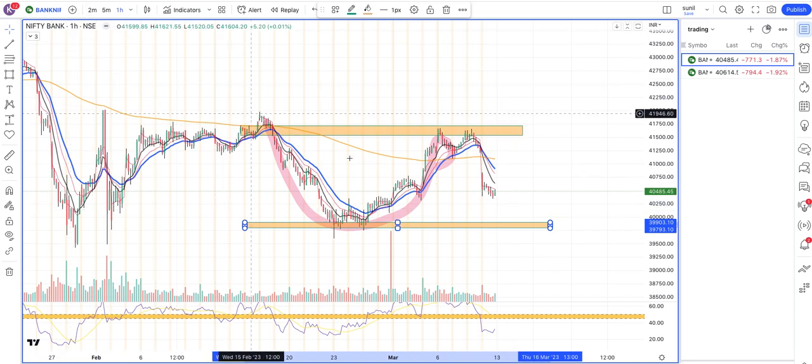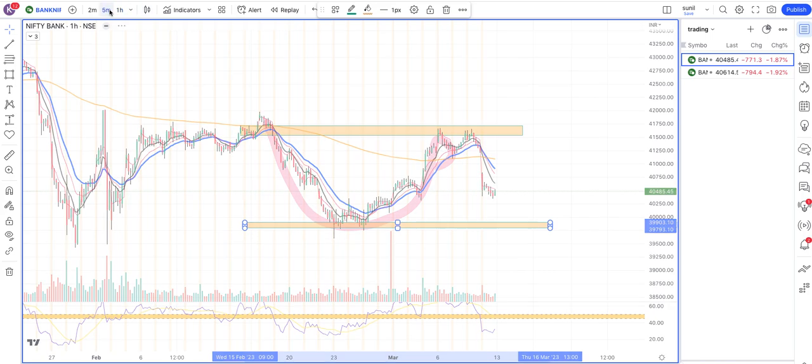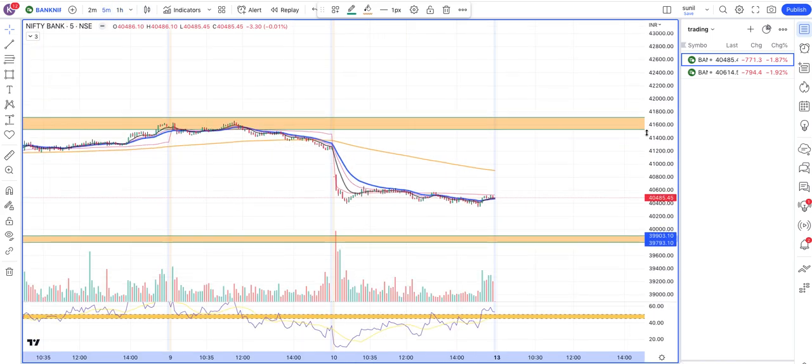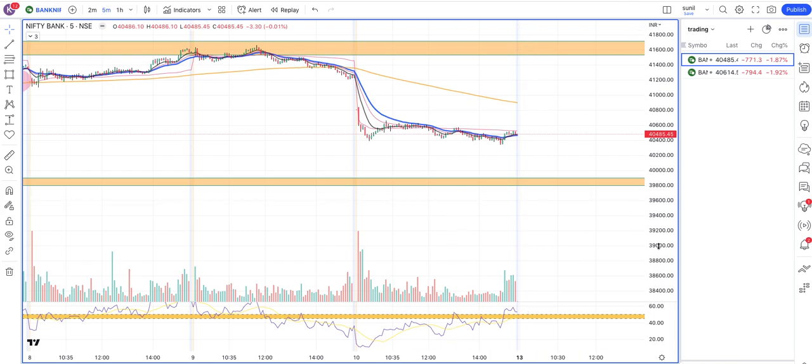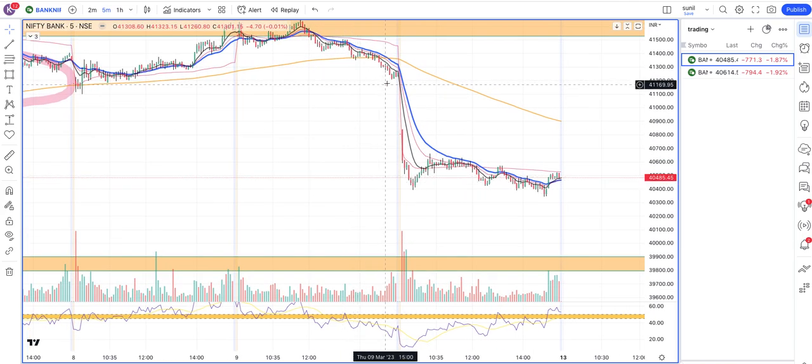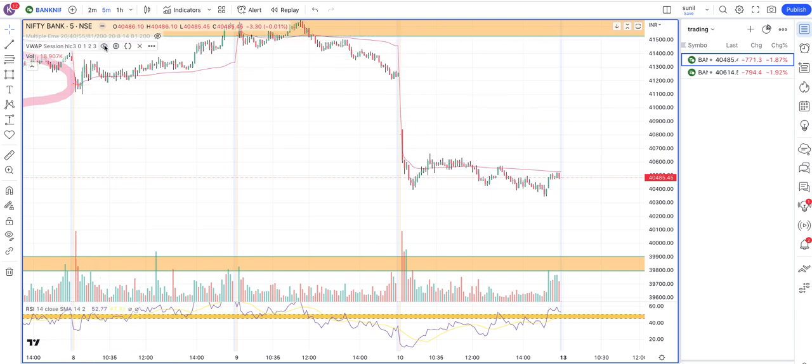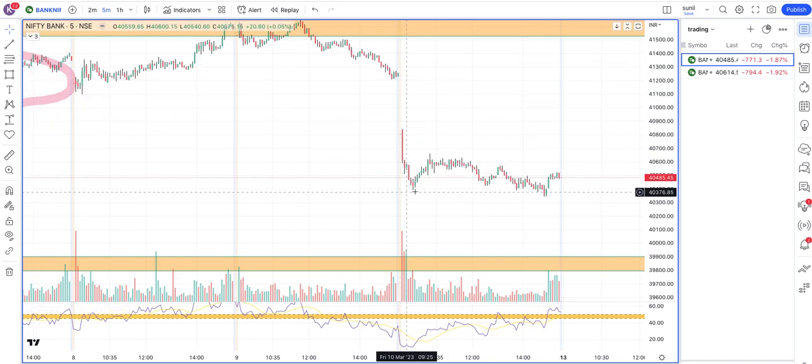So now let's go to the 5-minute chart. Now in the 5-minute chart, let me remove all this to avoid any confusion, right? So there was a gap down in the market, and I did not want to take any trade in the gap down because it's such a large gap down. I did not want to risk because we don't know how the market is behaving or how things are going to happen.